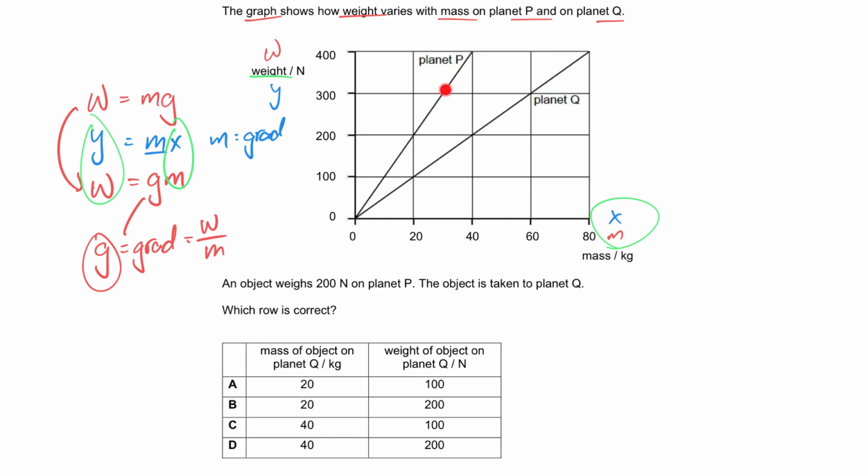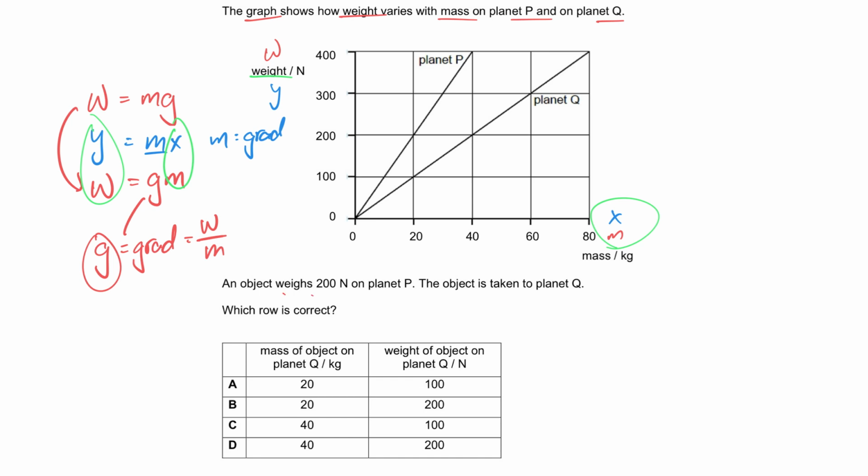So in other words, by looking at how steep the gradient is, you should know that the gravitational field strength of Q is much higher than the gravitational field strength of P. It's like this is the Earth, for example, and then this is another planet, or just the Moon, where the gravitational field strength is lower. Now let's go into the question here.